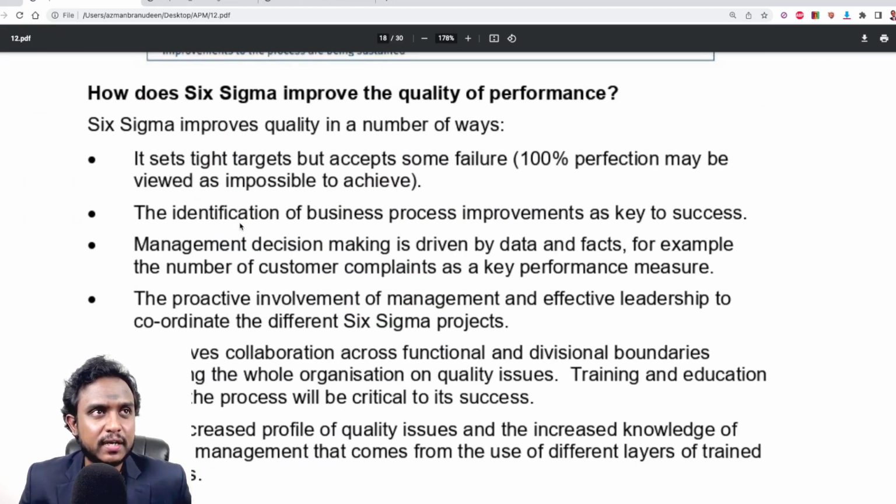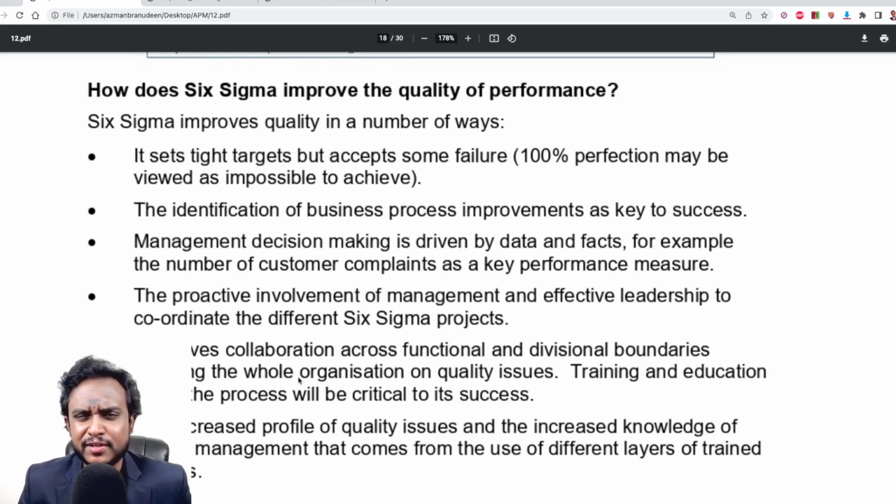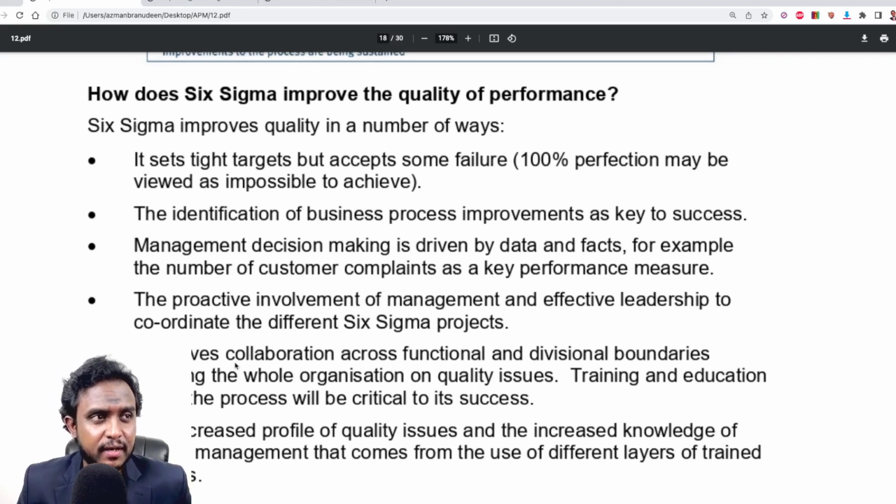How does Six Sigma work? How does it improve quality? It sets tight targets but accepts some failure. Process improvement is the key focus, with a customer focus. Management decision is driven by data and facts. The proactive involvement of management and effective leadership is critical here, and it is generally provided if it's Six Sigma. You have heard, maybe, of the green belt and blue belt and all that. Six Sigma belts are being offered by the Six Sigma organization. That proves that someone is trained in the Six Sigma process.